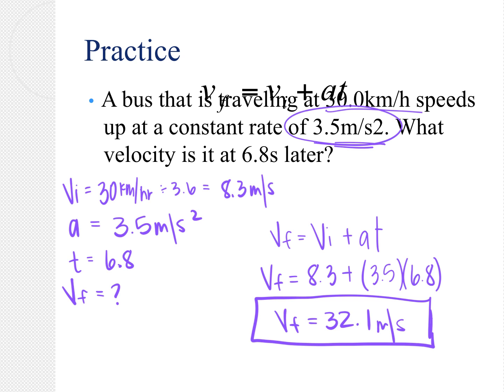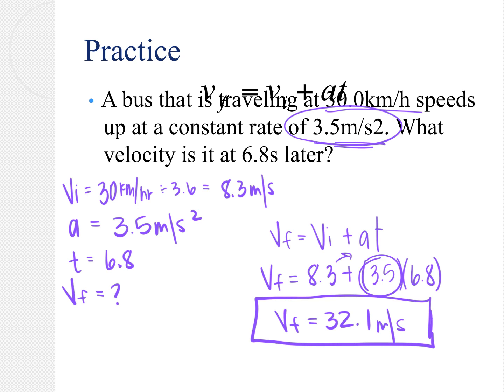You can give yourself a little bit of a walkthrough here as well. If I know I'm speeding up at 3.5, 8.3 plus 3.5 is 11.8, and then another 3 is around 14, and then another 3 is around 17. You can kind of walk yourself through that just to think about what that final velocity could be. Not that you necessarily have to, but it gives you an idea.